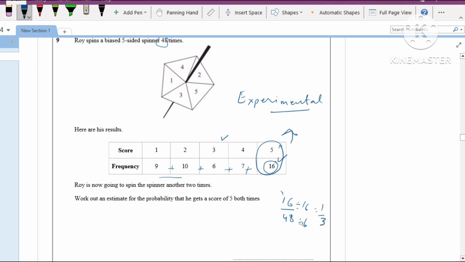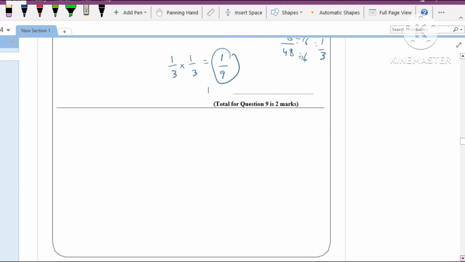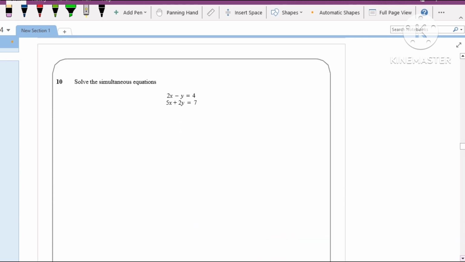So this is the probability for 5 the first time and 5 the second time, because this is a spinner, and a spinner gives independent events. So the next probability can never be changed, because this is a spinner. So 1 times 1 is 1, 3 times 3 is 9. So this is your answer for this question, and this question was from experimental probability. And this is question number 9. Question number 10 is about simultaneous equations.